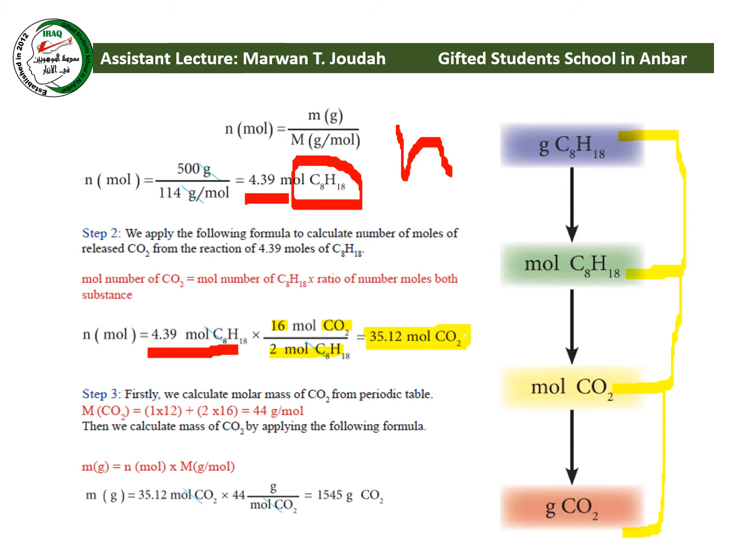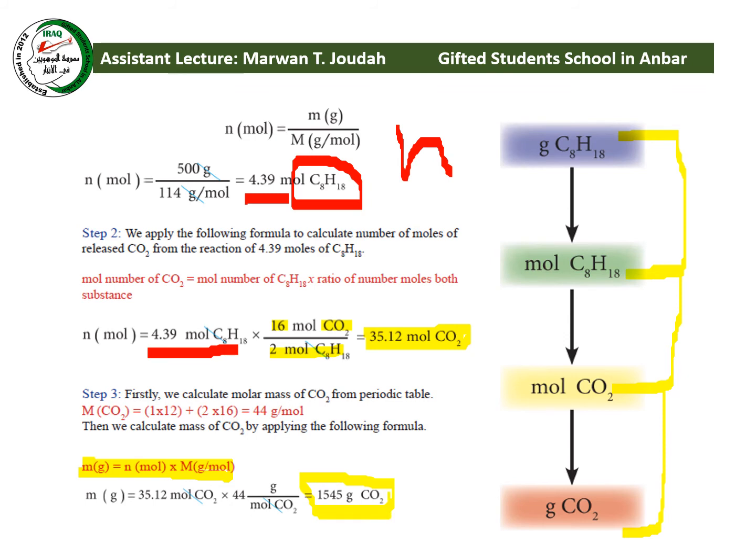And the same thing, normality equals mass over molecular mass, and the same thing here. This is the law that we have used before, okay? And we got the grams of CO2, which is the missing value.